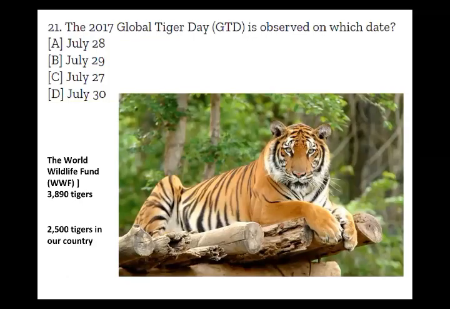The 2017 Global Tiger Day, GTD, is observed on which date? It is on July 29th. The World Wildlife Fund, WWF, reported, based upon the recent census, that about 3,890 tigers are available on this earth. But out of 3,890, approximately 2,500 tigers are distributed in our nation.